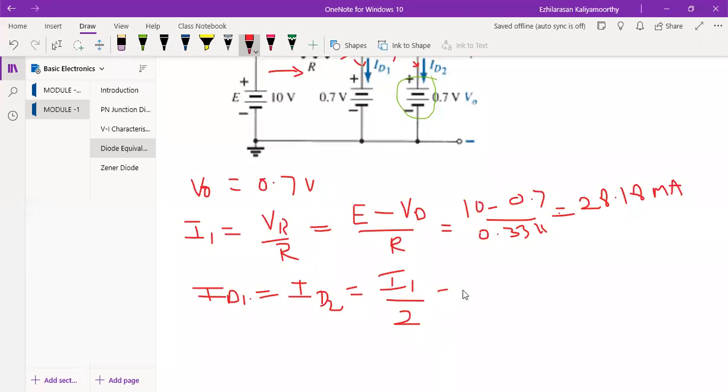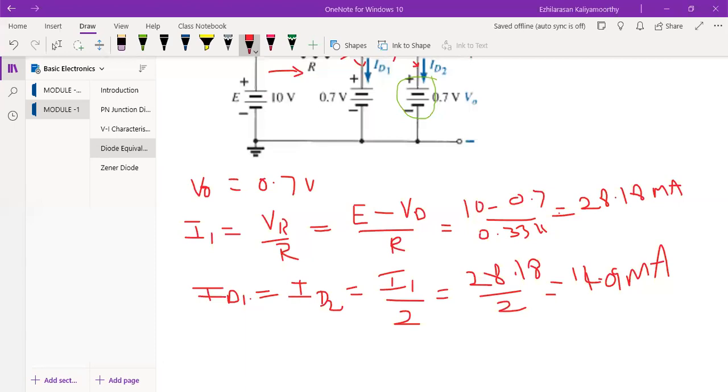So what is the value? The value is 28.18 divided by 2. Then we'll get the answer as 14.09 milliampere. I hope you might have got it, how we are writing the answers here. I think so. If you are finding any difficulty, let me know.